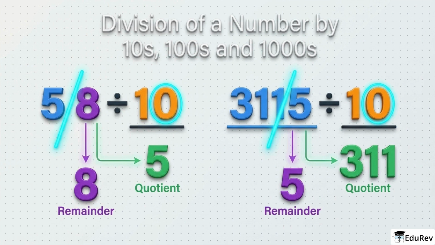Let us learn to divide by 10, 100, and 1000. When we divide by 10, we move one place to the right. When we divide by 100, we move 2 places to the right. When we divide by 1000, we move 3 places to the right. For example, 58 divided by 10 equals 5, remainder 8. And 3115 divided by 10 equals 311, remainder 5.